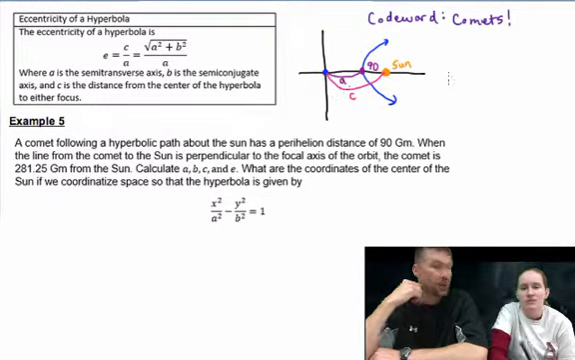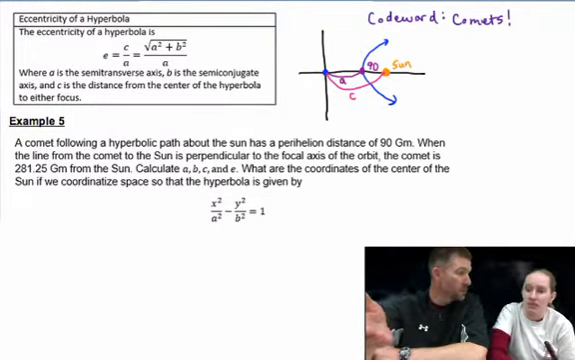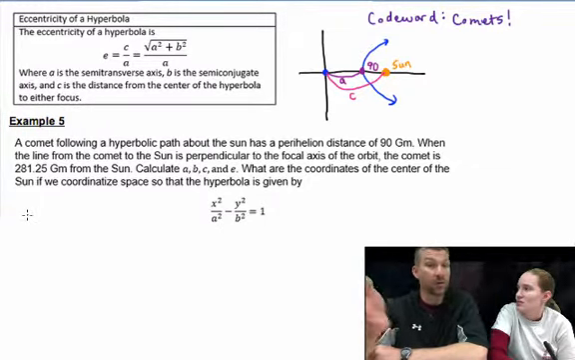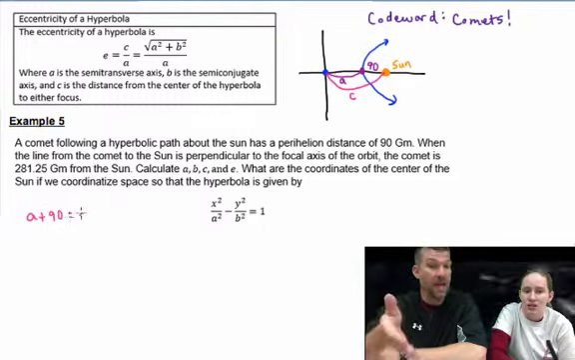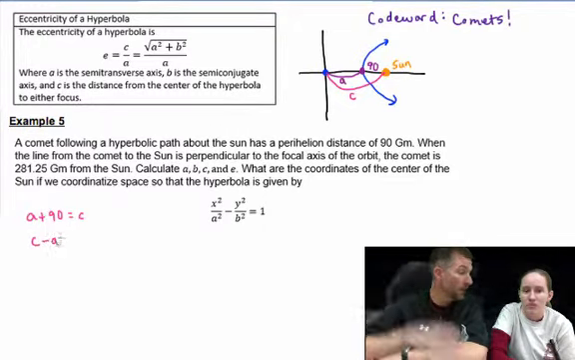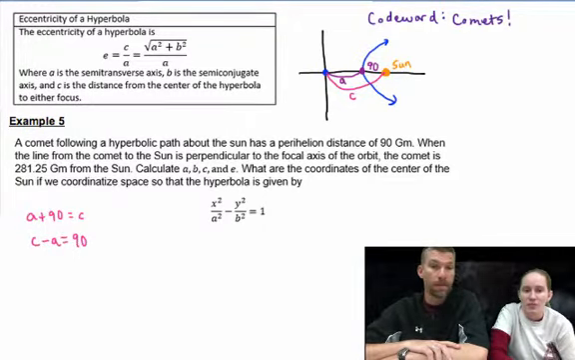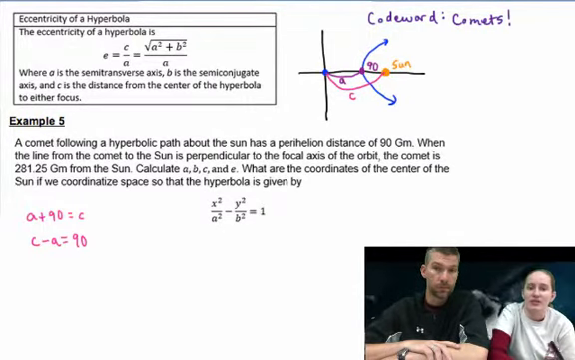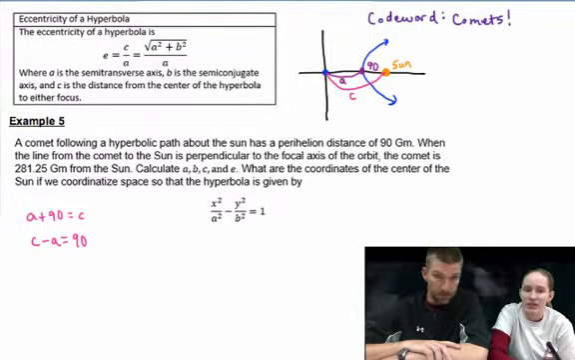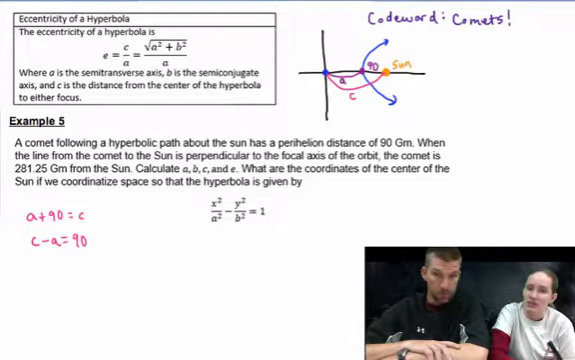There's a couple different ways to recognize this. One of the ways is we could say that A plus 90 is C. Or we could say that C minus A is 90, depending on what we need. That's basically what we're getting from this first sentence. Then it tells us that when the line from the comet to the sun is perpendicular to the focal axis of the orbit, the comet is 281.25 gigameters from the sun.